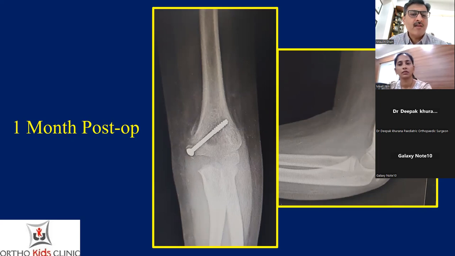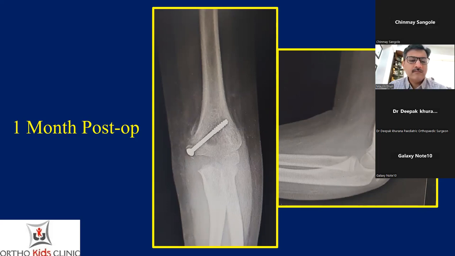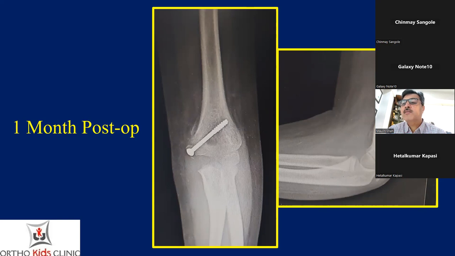See, there is some literature reporting that even non-unions are asymptomatic in case of medial epicondyle. But if 1 out of 5 becomes painful, then it's a problem. And what happens, it goes distally, and then it becomes very difficult to fix. This is a very straightforward surgery. So non-unions where the fragment has not been displaced, I mean, not been flipped, then you can leave it.